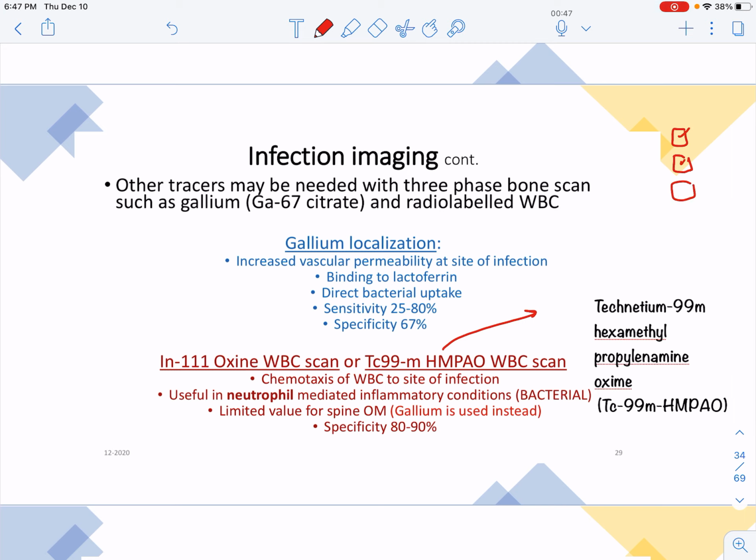ليه احنا بنضيف هذه كلها الاشياء؟ علشان sometimes طيب a 3 phase طلعت لي في كل الفيزز increase uptake، كيف I can distinguish؟ ممكن اضيف another. احنا نعرف مثلا اوكي عندنا infection، طيب الانفكشن هذا ايش سببه؟ على حسب سببه مثلا نقدر نضيف يا انديوم اوكسين WBC سكان، نقدر نضيف غاليوم سكان، على حسب احنا ايش نبغى نشخص او احنا ايش شاكين فيه عند المريض، نقدر نضيف another scan to be more specific and to know like the diagnosis for certain.